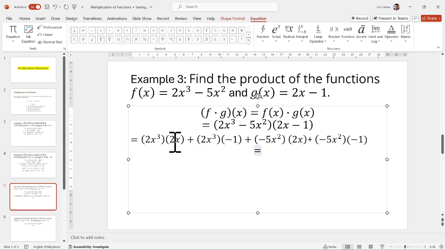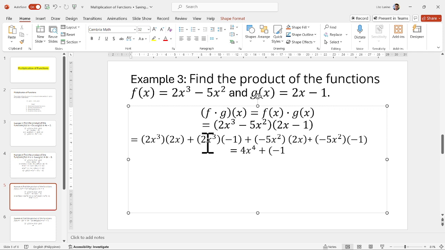Okay, then we have the product. Multiply the two coefficients: 2 times 2 is 4, and then we add the exponents. Remember, x cubed times x is adding the exponents. We have x to the fourth power. We have now plus 2 times negative 1 is negative 2. Copy the variable and its exponent. Then you have x cubed.